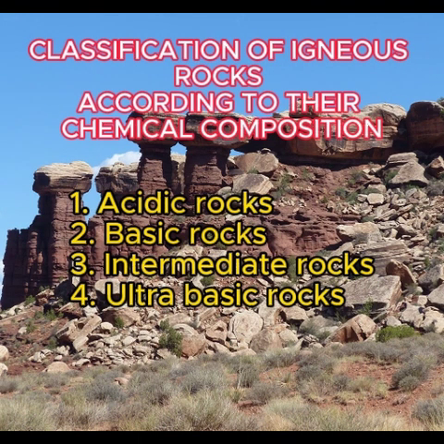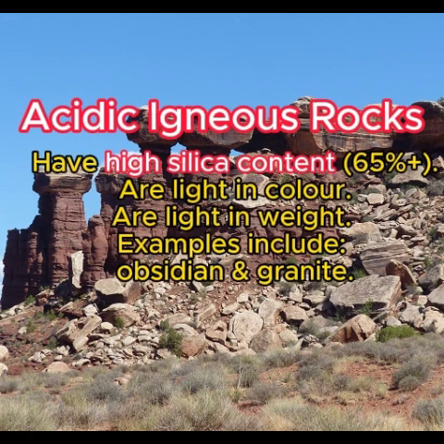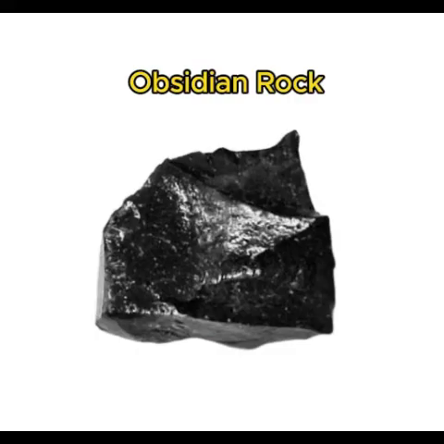Igneous rocks can also be classified according to their chemical composition. Hence the following four categories: acidic rocks, basic rocks, intermediate rocks, and ultra-basic rocks. Acidic rocks are igneous rocks which have high silica content of 65% and above. They are light in color. They are also light in weight. Examples include obsidian and granite. This is the obsidian rock. It is an example of acidic igneous rock.